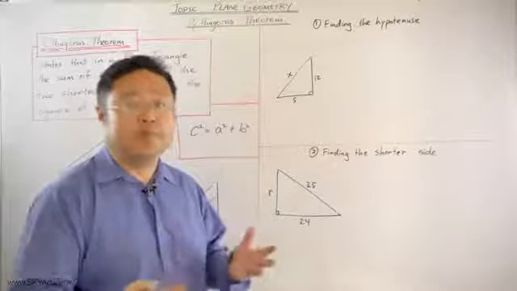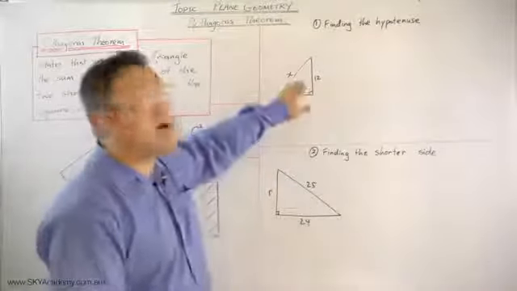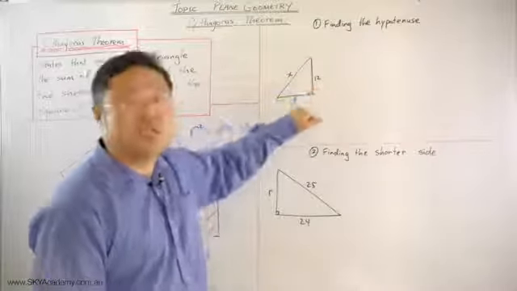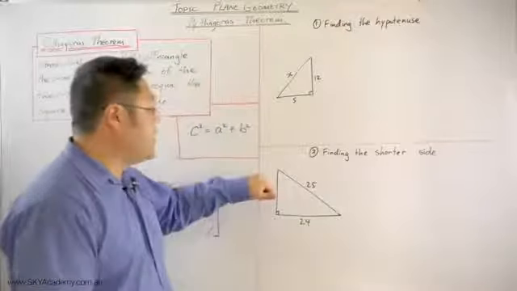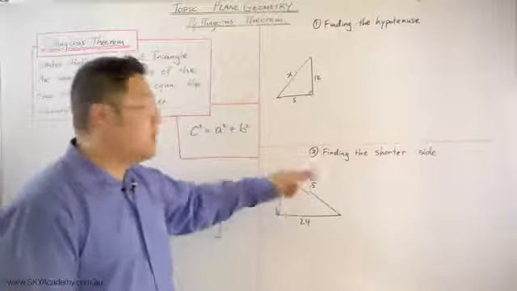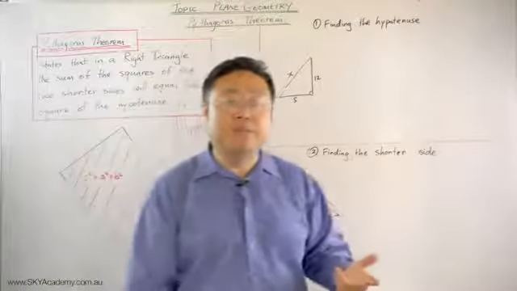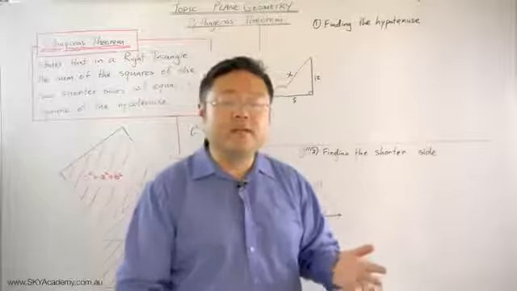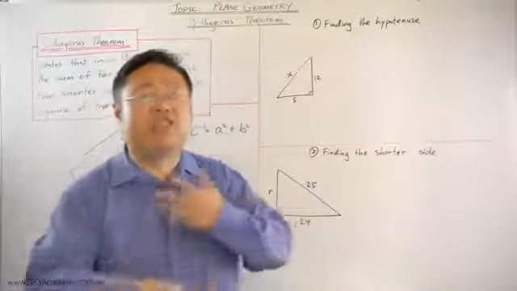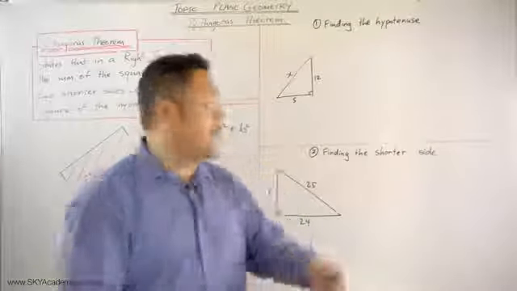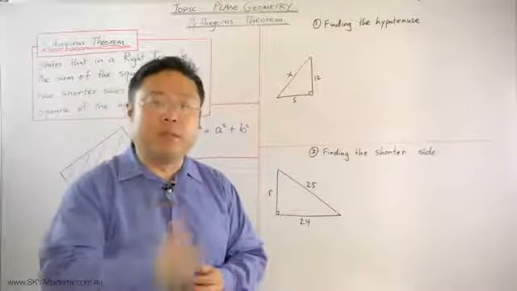Now, when it comes to Pythagoras Theorem, there are basically three things you need to be able to do with it, right? The first thing that you need to be able to do is to find the hypotenuse if you are given the two shorter sides. The next thing you should be able to do is to find the shorter side if you're given the hypotenuse and another side. The third thing you should be able to do is to work out whether or not a triangle is a right triangle, based on the three sides that you're given, to see whether or not Pythagoras Theorem applies to it.